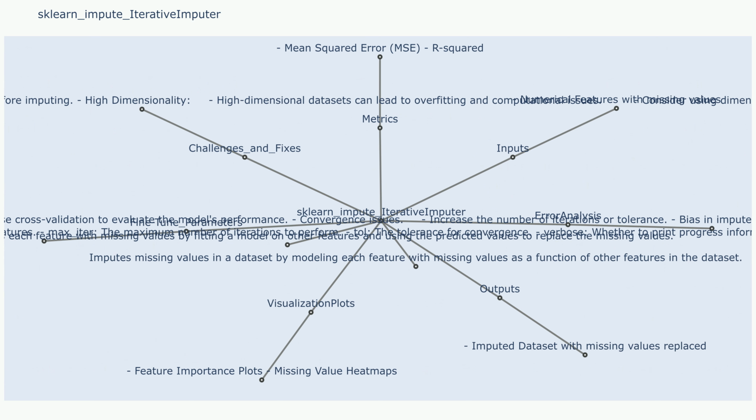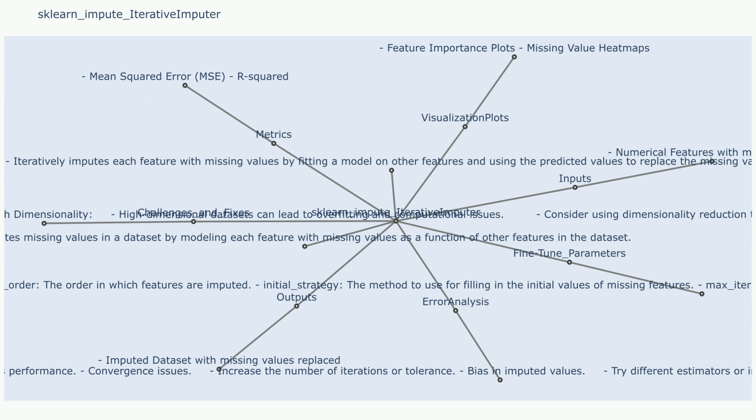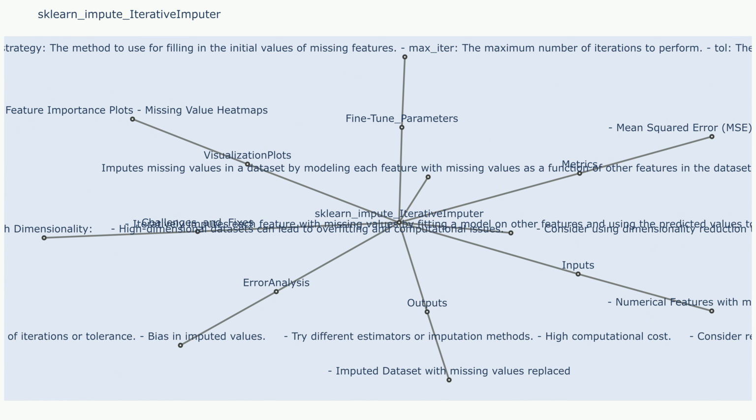Metrics. Mean absolute error measures the average absolute difference between the imputed values and the true values if available. Root mean squared error, RMSE, measures the square root of the average squared difference between the imputed values and the true values. Visualization plots. Scatterplots to visually assess the relationship between the imputed values and the original values for each feature. Histograms to examine the distribution of the imputed values for each feature.